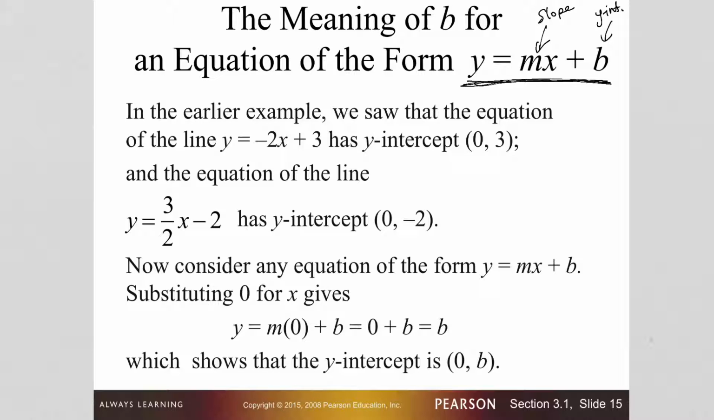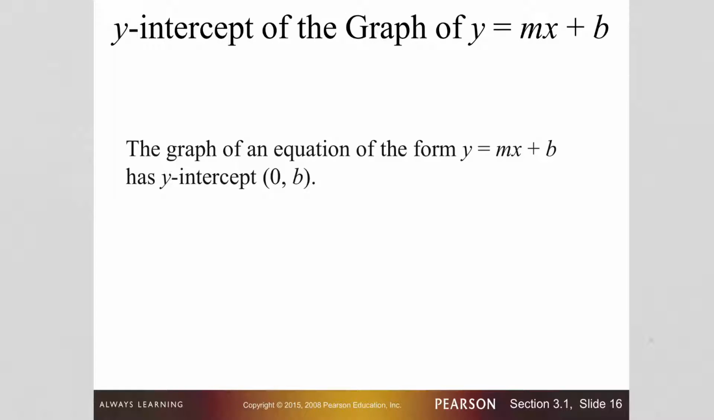So in this problem, y equals 3/2 x minus 2, your y-intercept is negative 2, so (0, negative 2). And your slope is the number in front of the x, so our slope is 3 over 2. Whenever it's in this form, your y-intercept is that right there, and you can write it as an ordered pair as (0, b).